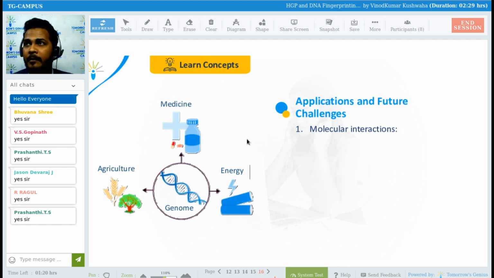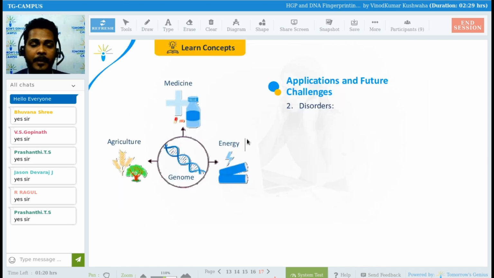Everything in the human body is DNA. If a person has some kind of disability or disorder, and a doctor knows that the disorder is because of DNA, they can treat it and hopefully prevent many of the disorders that affect human beings, right? So the second application is disorders.